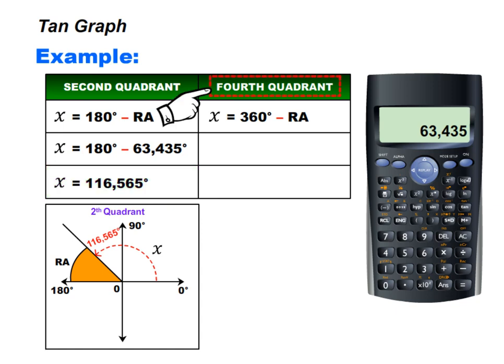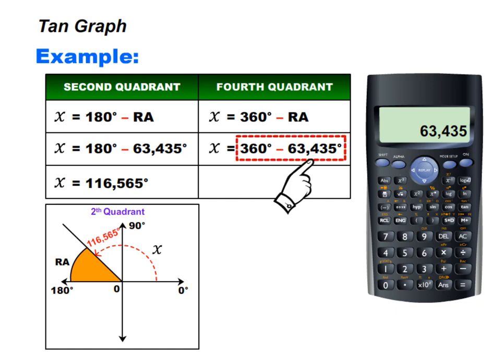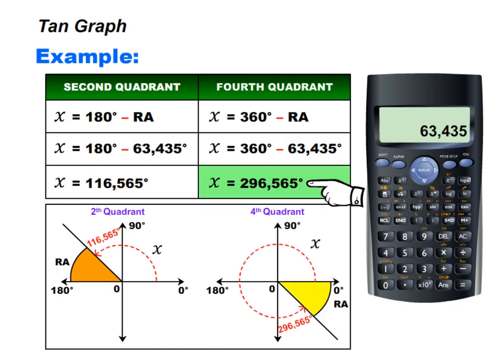Let's have a look at the fourth quadrant. On the fourth quadrant, which is on the right, we have 360 degrees, subtract reference angle. Our reference angle was found to be 63.435 degrees. If we subtract 63.435 degrees from 360 degrees, we will have 296.565. And that's the answer in the fourth quadrant. Look at the picture.